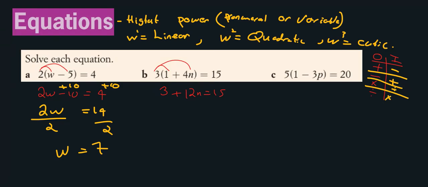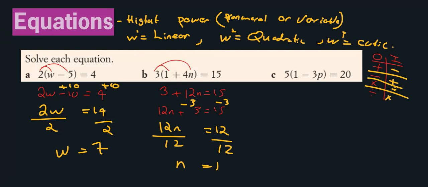Okay, so we've got something a little bit trickier here. If you want to rewrite this as 12n plus 3 is equal to 15, if you're more comfortable with that, it's the same as the previous one. We subtract 3 both sides, so we get 12n is equal to 12. Divide by 12 both sides, and we get n is equal to 1. Hopefully you've done this now.